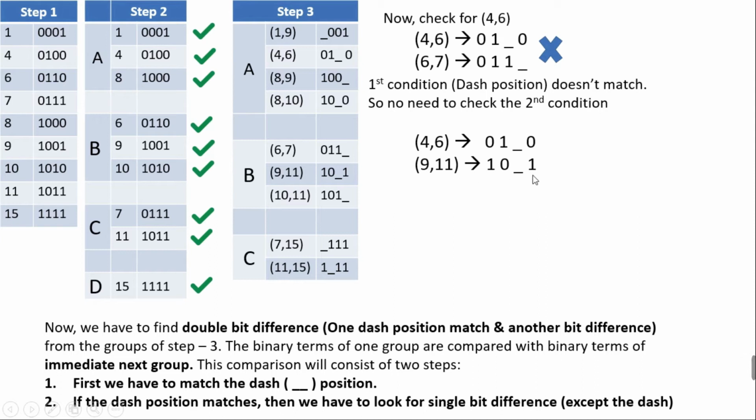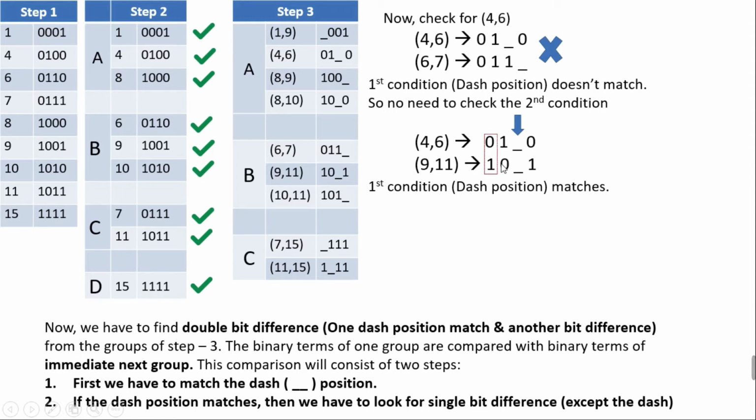You can see right there that for both of those pairs the dash is exactly at the third place, so the dash position definitely matches without any doubt. So the first condition matched. Since the first condition matched, now we're going to try to satisfy the second condition. If the dash position matches, then we have to look for a single bit difference. Now we're going to see whether we have a single bit difference over here.